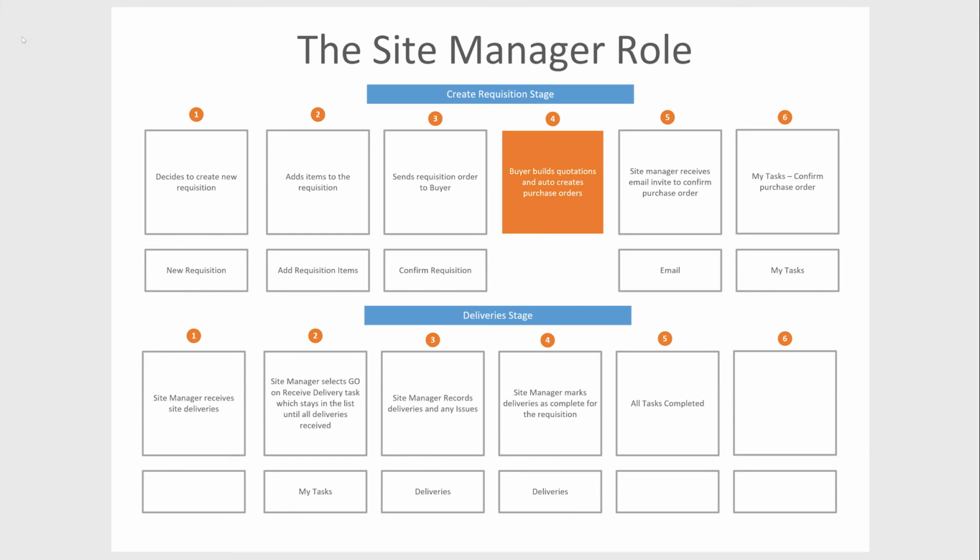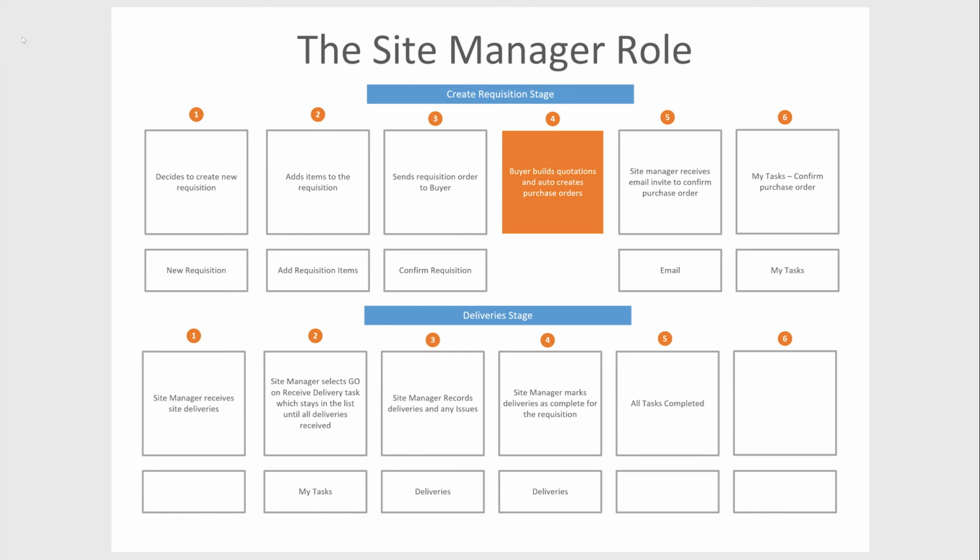Stage 2. 1. Site manager receives site deliveries. 2. The site manager selects the Go button on the Receive Deliveries task in My Tasks. 3. The site manager records deliveries and any delivery issues in the Deliveries page. 4. When all deliveries have been completed, the site manager marks the requisition as completed. 5. The associated task is auto-completed.